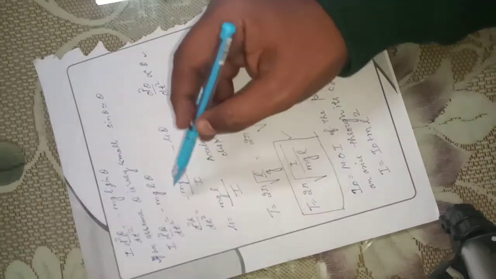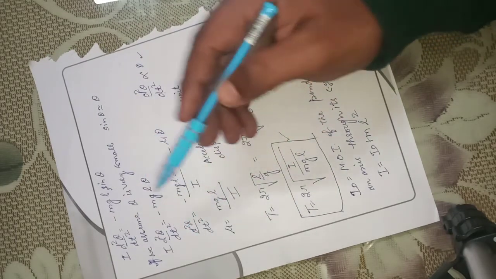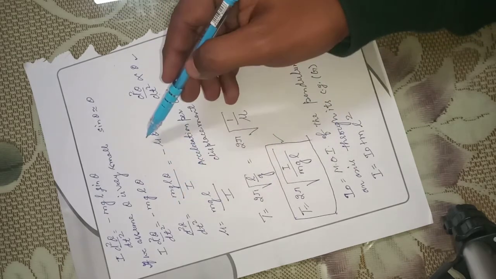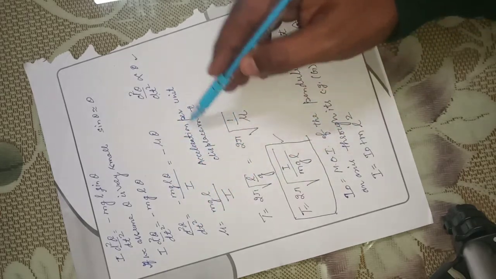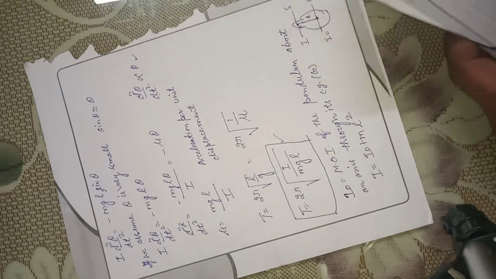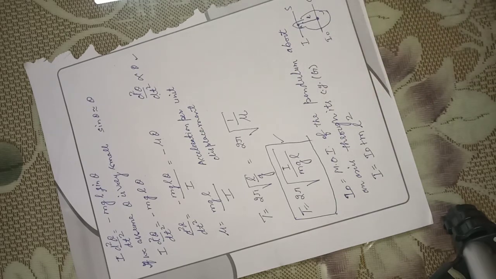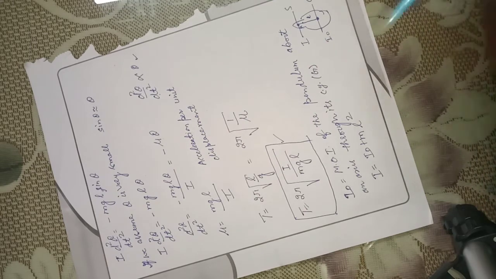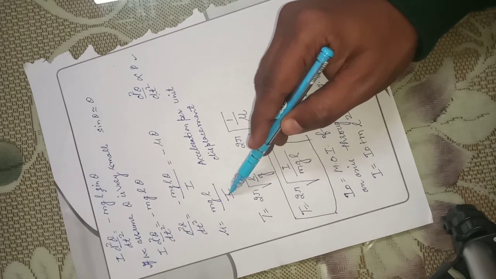Because theta is very small, we can say that sin theta is theta, so the acceleration becomes m g l theta by I, or mu theta, where mu is the acceleration by theta, called the angular acceleration per unit displacement. We know that time period is given by 2 pi over root of mu, or we can also say in terms of mu, it becomes 2 pi root of 1 by mu.